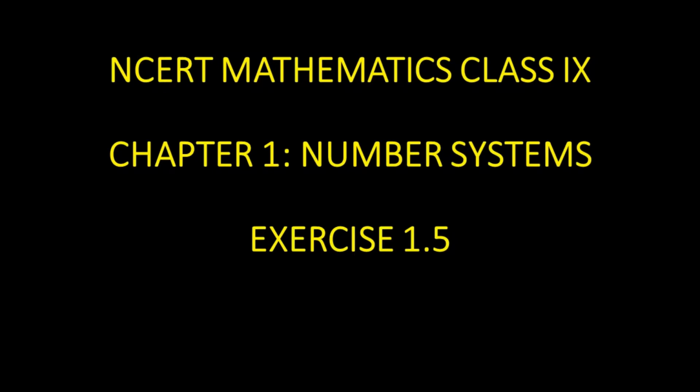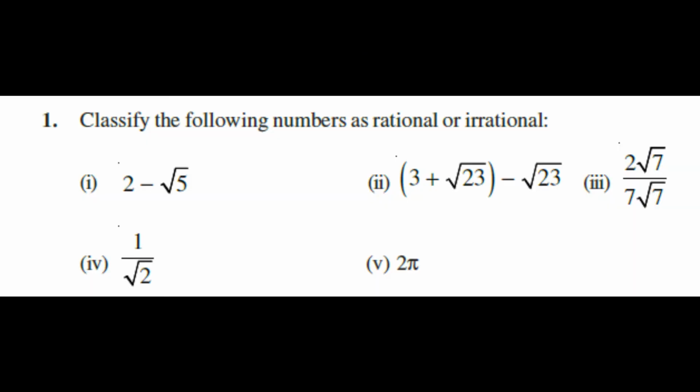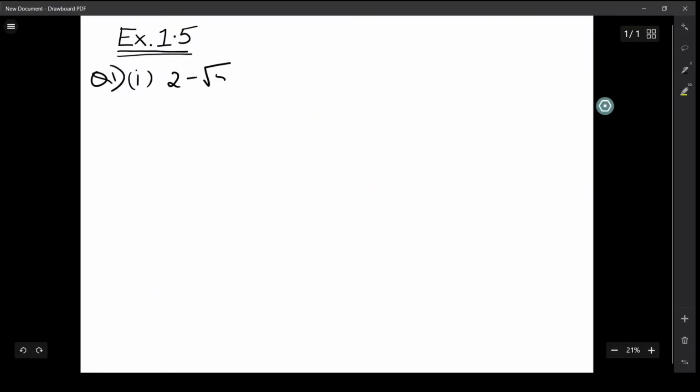Hi everybody, we are doing exercise 1.5 of class 9 NCERT maths, the chapter number systems. Let's get right to it. So question number 1 of exercise 1.5 says classify the following numbers as rational or irrational. And the first part is 2 minus root 5.